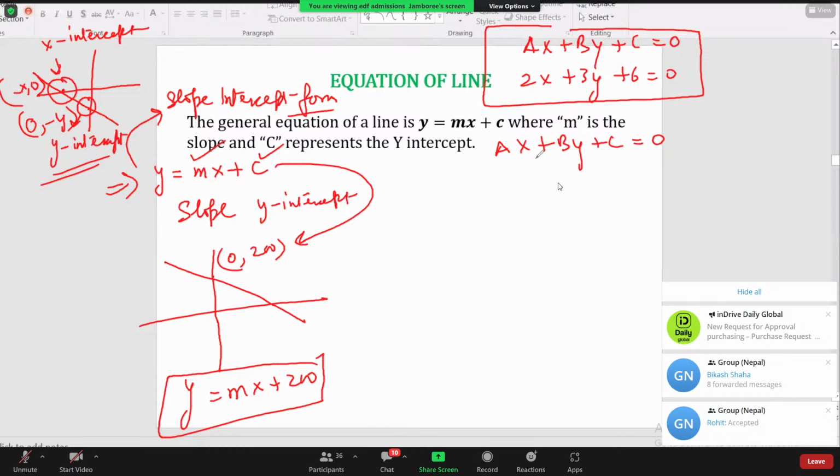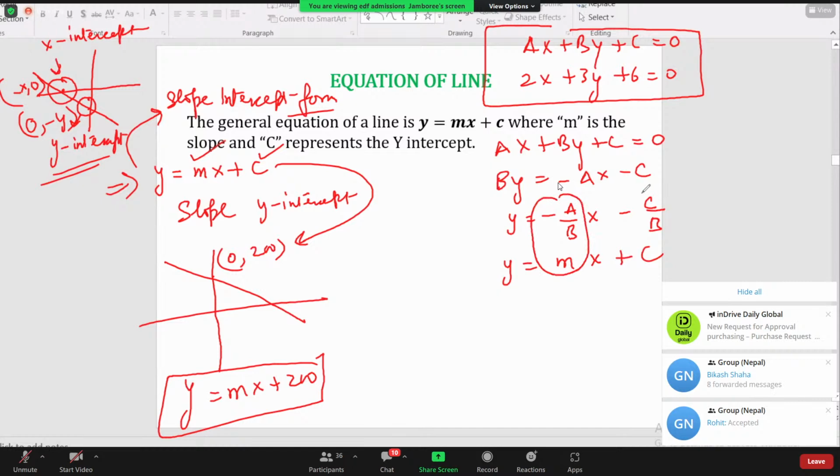So basically what I'm trying to say is, convert this by keeping by on one side and take the rest of the things to the other. So it will become minus ax minus c, and then it will become y equals minus a by b x minus c by b. So upon comparing it with y equals mx plus c, you'll get to know that the slope of the line will be minus a by b and the y-intercept will be minus c by b. And this is how you can draw out the meaning from it.